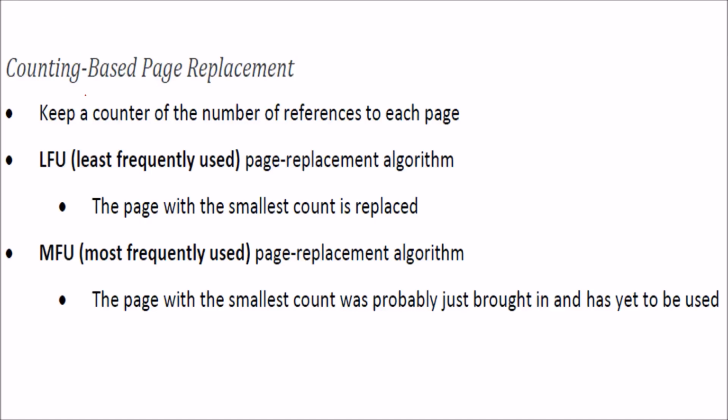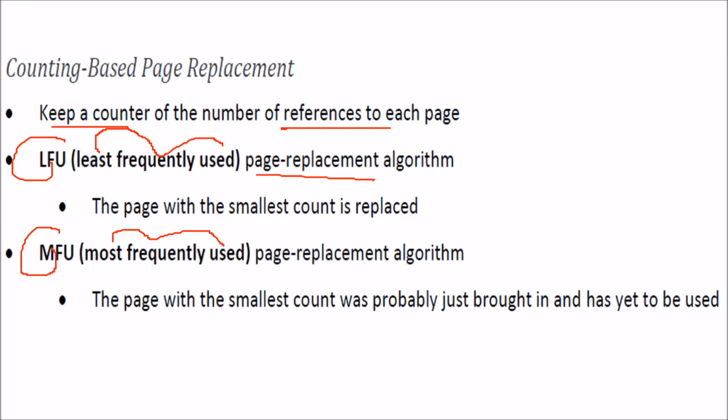We also have counting based page replacement. We keep a counter of the number of references to each page. We can have LFU and MFU. LFU means least frequently used, MFU means most frequently used. In the LFU page replacement algorithm, the page with the smallest count will be replaced. In MFU, the argument is that the page with the smallest count was probably just brought in and has not been used yet.